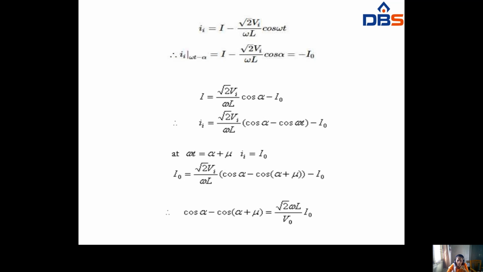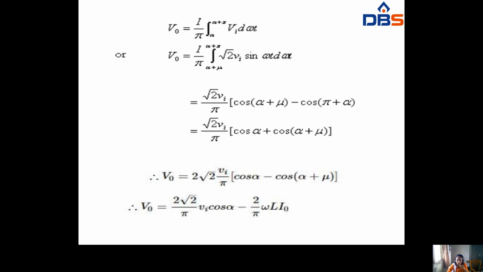So I naught equals root 2 Vi by omega L, cos alpha minus cos of alpha plus mu, minus I naught. So cos alpha minus cos alpha plus mu equals root 2 omega L by Vi into I naught.